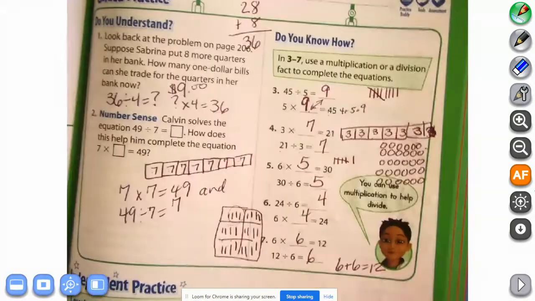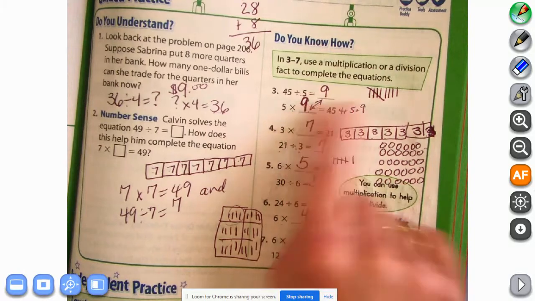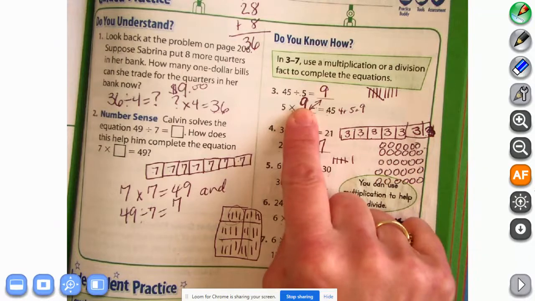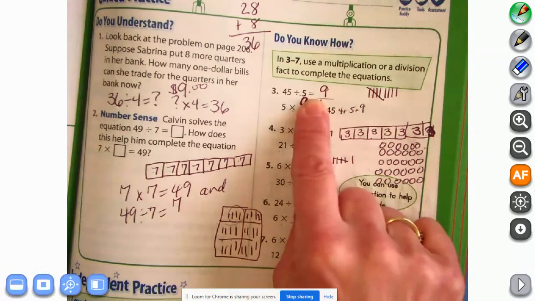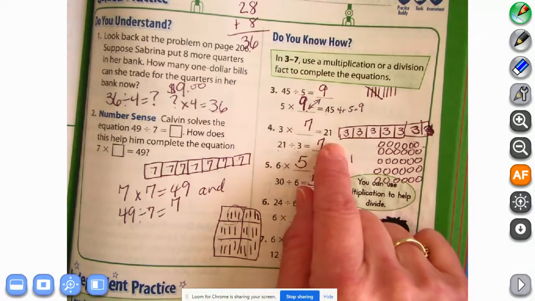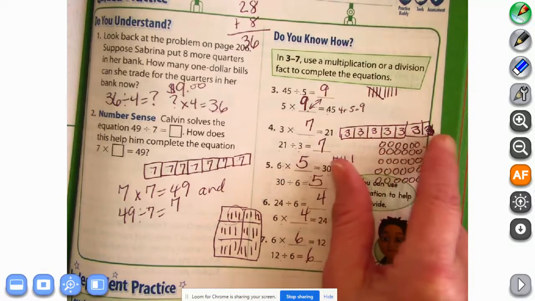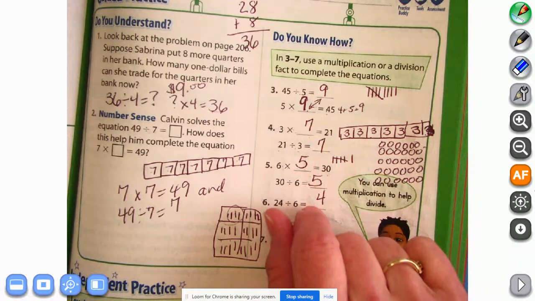All right. On this side, it just said to use multiplication or division to complete the equations. On this one, 45 divided by 5, we skip counted by 5, which gave us 9. And we know that this answer has to be 9 as well. And to double check it, we can add the 4 and the 5, and we get a 9. So we can use it to multiply by 9. Number 4, 3 times what equals 21? 21 divided by 3 equals what? So skip counting by 3, we got to 7 boxes. So 7 times 3 is 21.